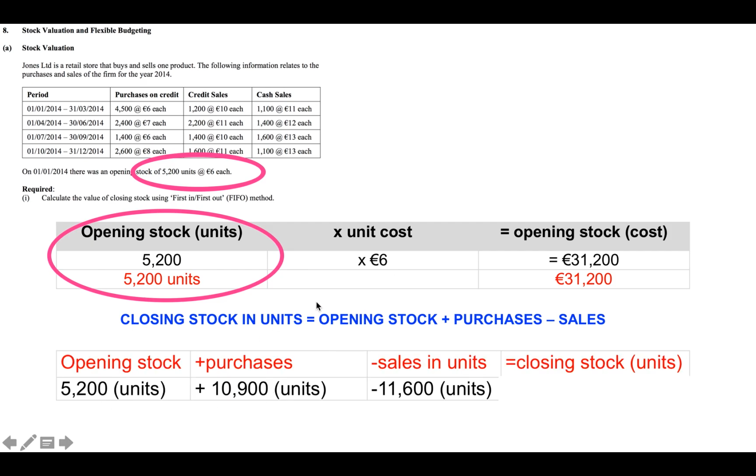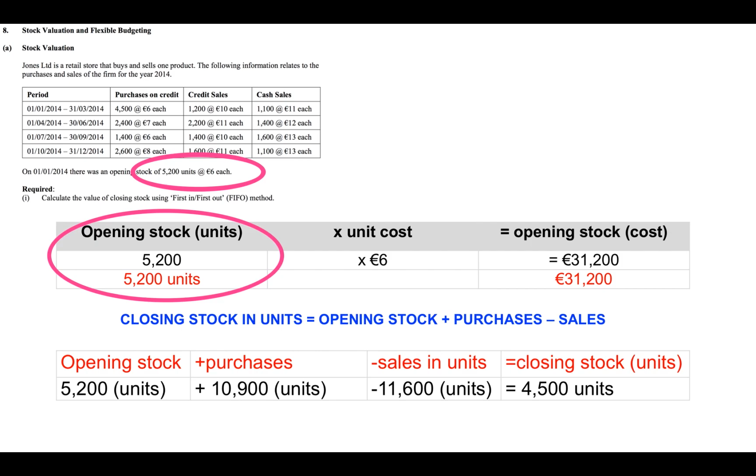So our opening stock was the 5,200 units. Our purchases, when we tot all of these up, is 10,900. And then we minus the sales. So the sales, when we tot all of these up, are 11,600 units. And then that must equal the closing stock. So what is left in our warehouse at the end of the year then? So that is 4,500 units. Okay, so that is part 1 done.